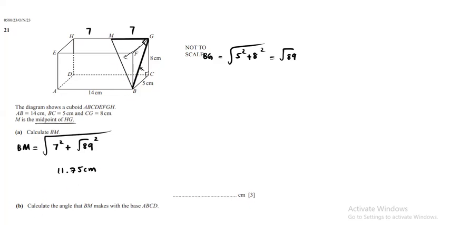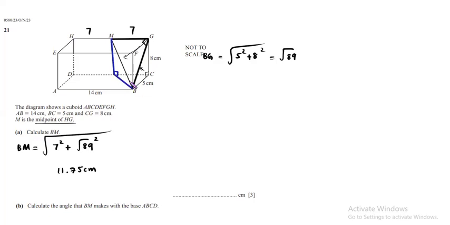Now let's move on to the next question that we have. Here, we need to calculate the angle that BM makes with the base ABCD, which means this is that side BM. It makes with the base, which means I'm going to draw a perpendicular line from M to this side. This is the base that we have here, which is ABCD. So I'm going to connect it this way. So this is a 90-degree angle.